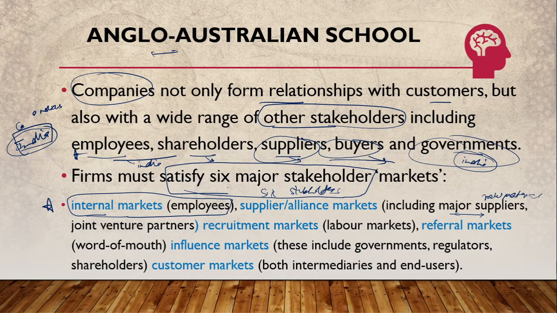And the third is you need to have a good recruitment market as a labor market. Fourth one is you have to focus on the referral market. You have to ensure that the word of mouth publicity is always good. And then the influence market, and finally the customer market. You need not go much into detail. Just remember that it focuses on the stakeholders, which are the six major stakeholders, and just remember these six names. That would be sufficient.